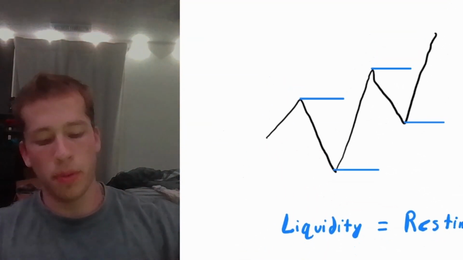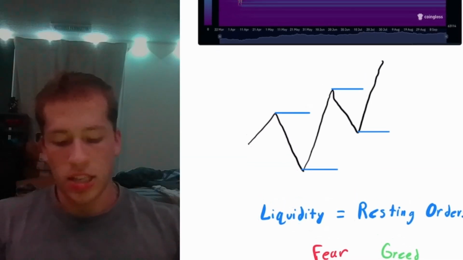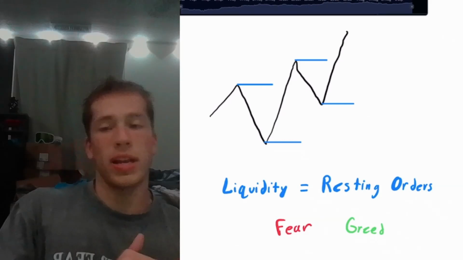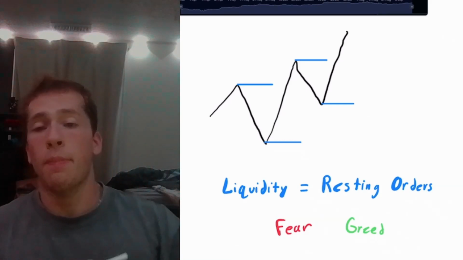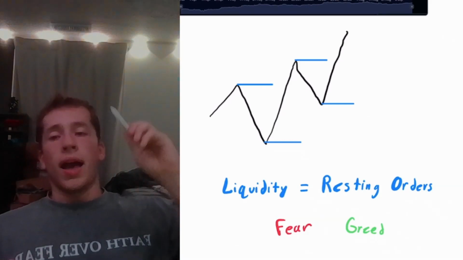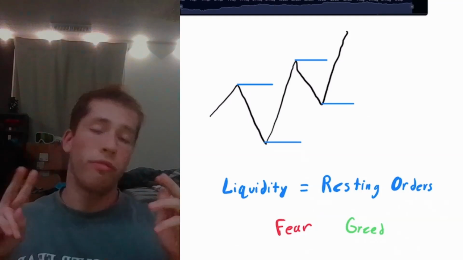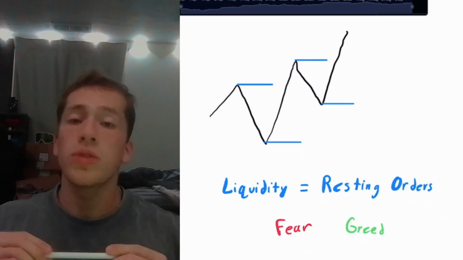And this works in both directions. At its base example, liquidity is just resting orders. It relies on fear and greed of retail, per se. And it can happen at the top, too. At the bottom, people are afraid when price goes lower, it breaks through a floor, and so they sell because they don't want to lose any more money.